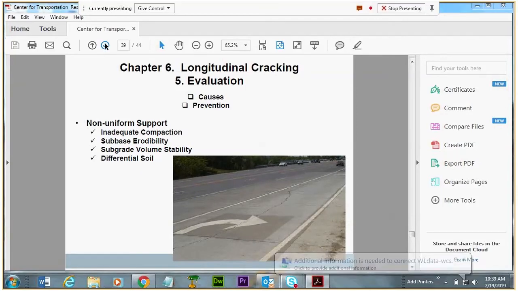Non-uniform support. The non-uniform support was resulting from some of the inadequate compaction, erodibility. Subgrade volume stability is pretty darn important, and it needs to be looked at. In too many of our cities and our counties don't really treat their soils on a uniform basis, so you have differential soils which react differently to the water and to the temperatures. So you get vertical movements. Next slide.